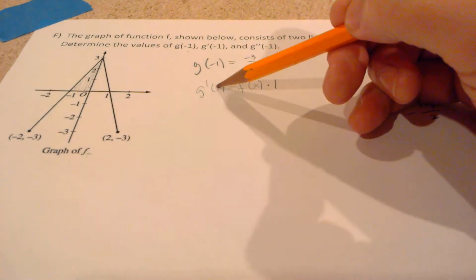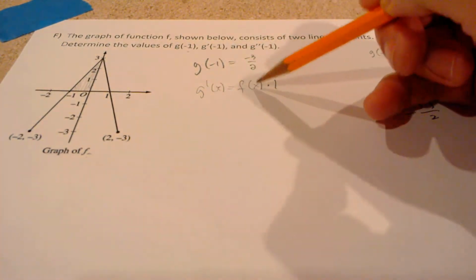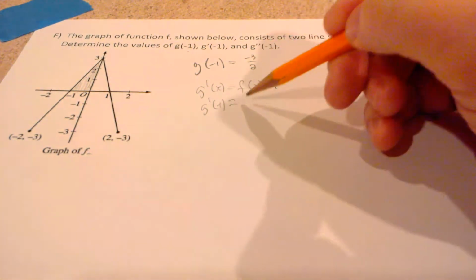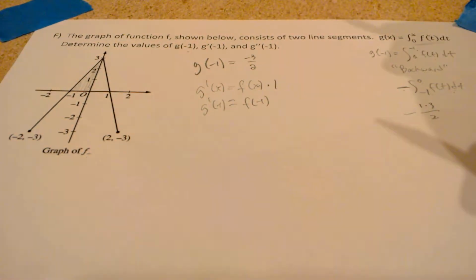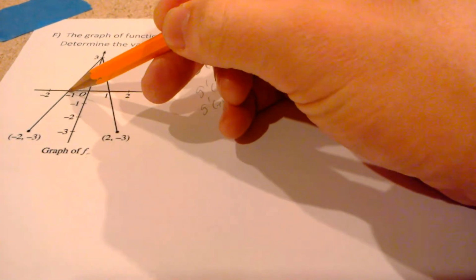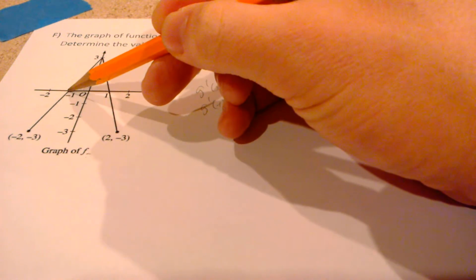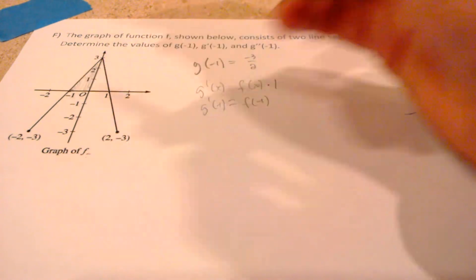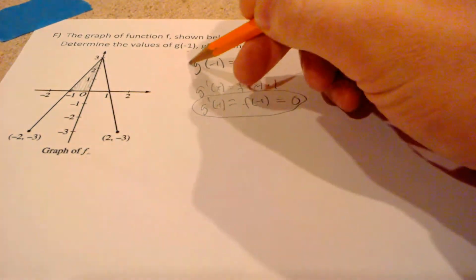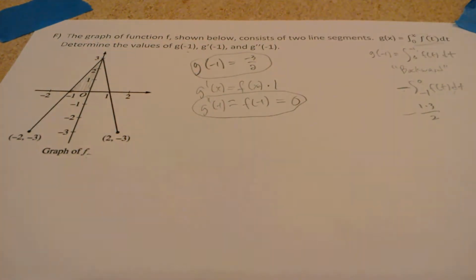I'm going to put negative 1 in for x here, which means I got to put negative 1 in for x here. I literally have f of negative 1. I can go to my graph and say, oh goody, f of negative 1 is simply 0, because that's the y value of the graph when x is negative 1. So I've got that done.